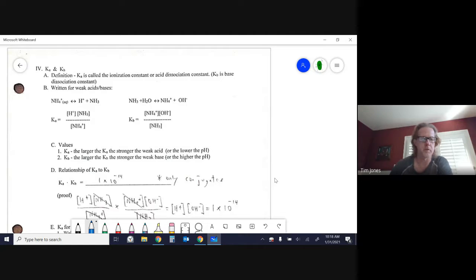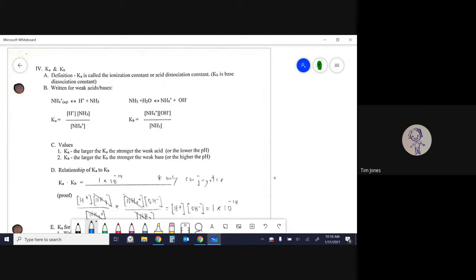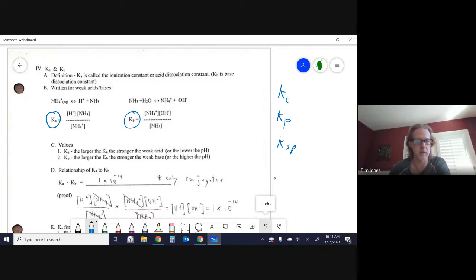One of the good parts about this is you should already be familiar with equilibrium and pretty good at it, because we did generic equilibrium where we did Kc problems, Kp problems, Ksp problems, and really they all are using the same concept of equilibrium. So now when we look at Ka and Kb, you just use the same techniques that you already know. It's just being applied to a specific case here.